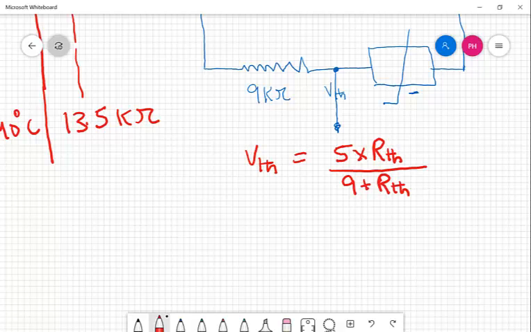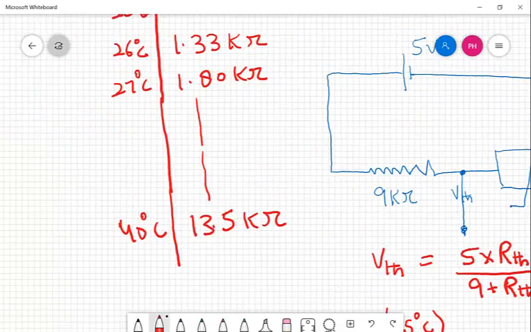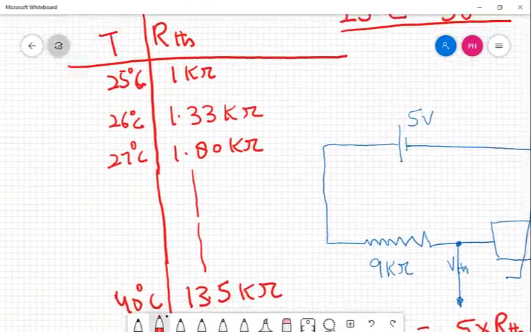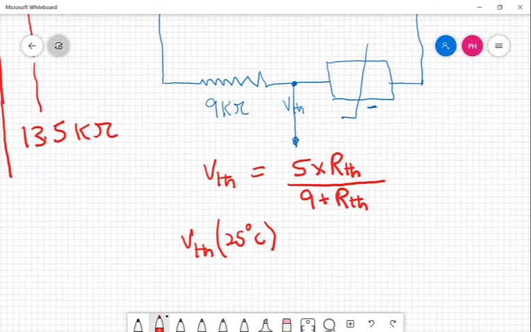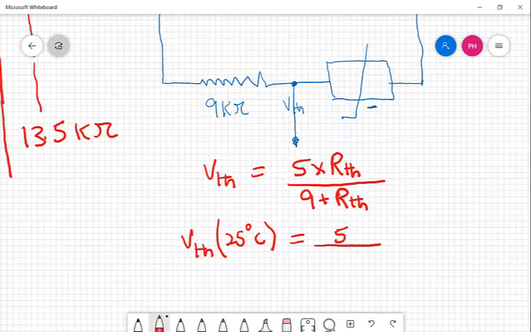So the voltage VTH at this point, when the temperature is 25 degrees Celsius, since we have assumed that the resistance will be 1 kilo ohm, will be 5 times 1 divided by 1 plus 9, which is 10. That means 0.5 volts.